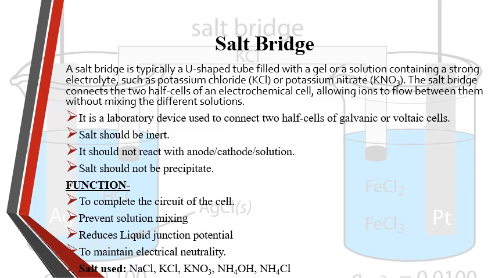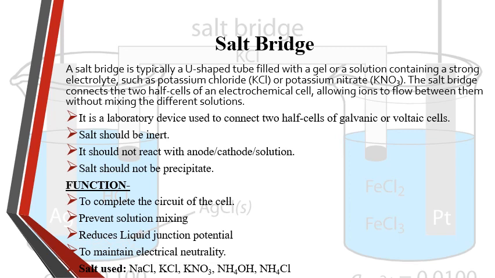enabling the redox reaction to continue. When we say again it prevents solution mixing, we mean that when there is direct mixing of the solutions from the two half cells, it could lead to unwanted side reactions that can interfere with the primary reaction of interest.